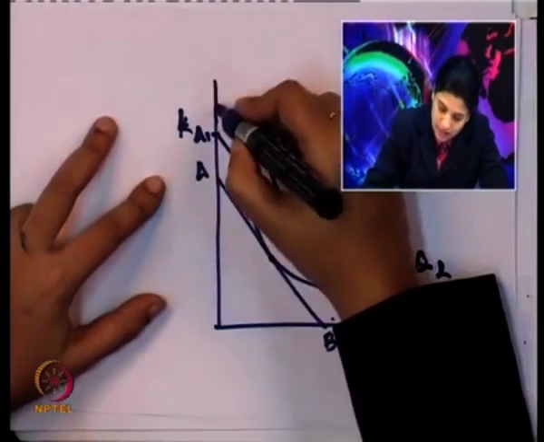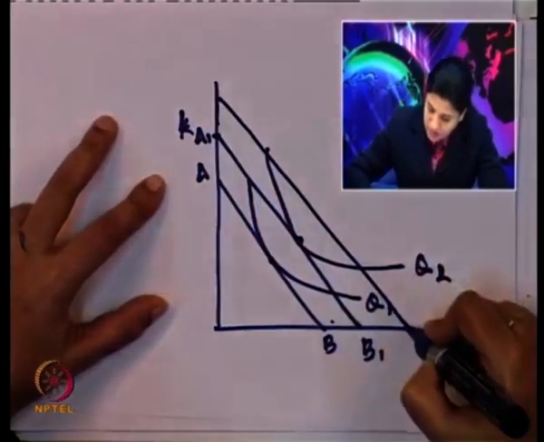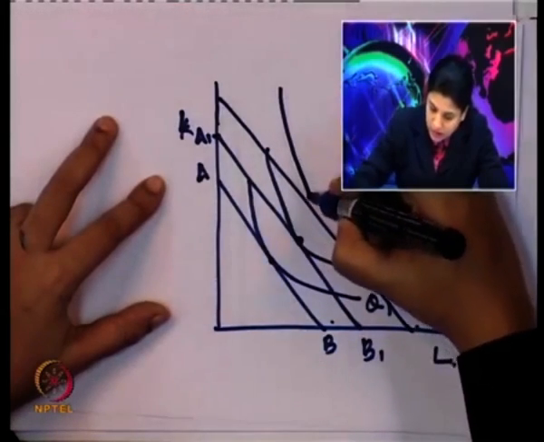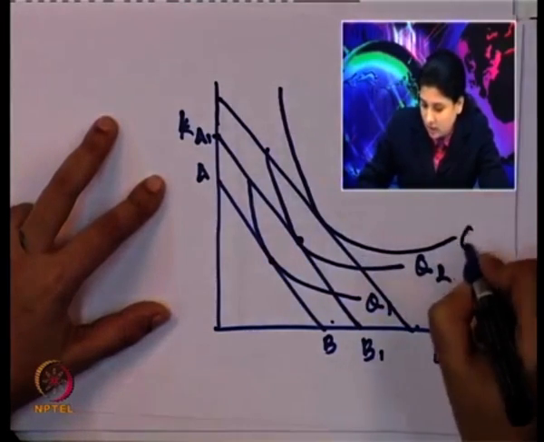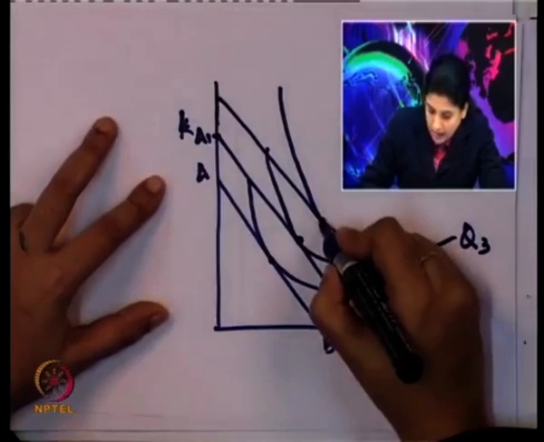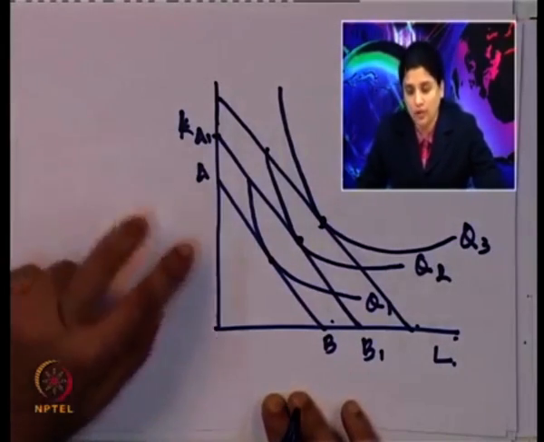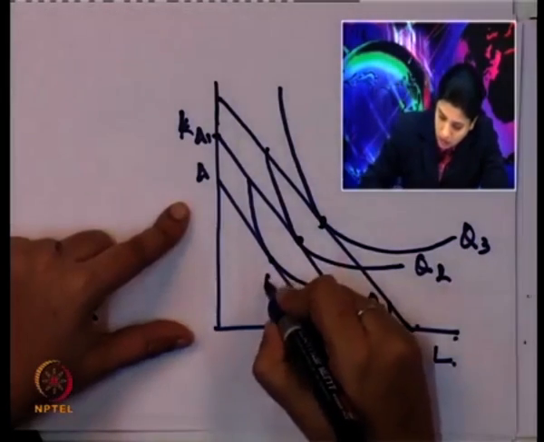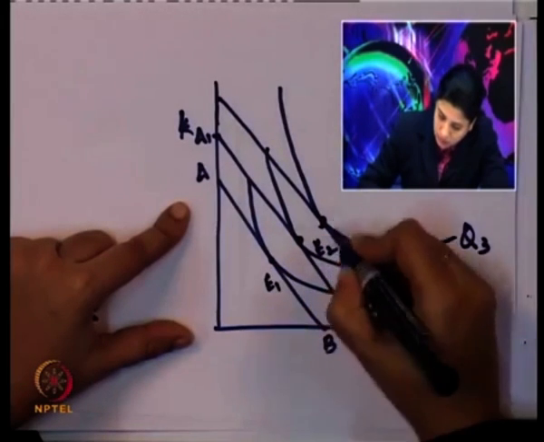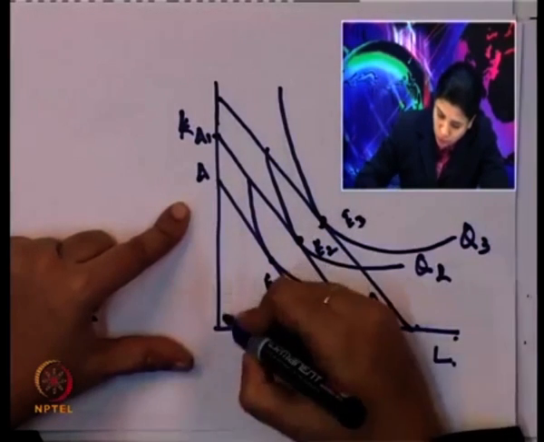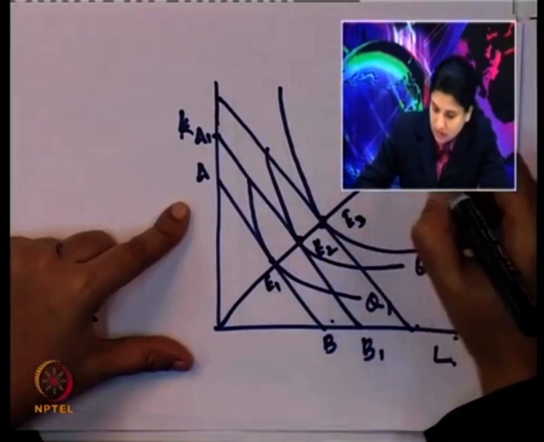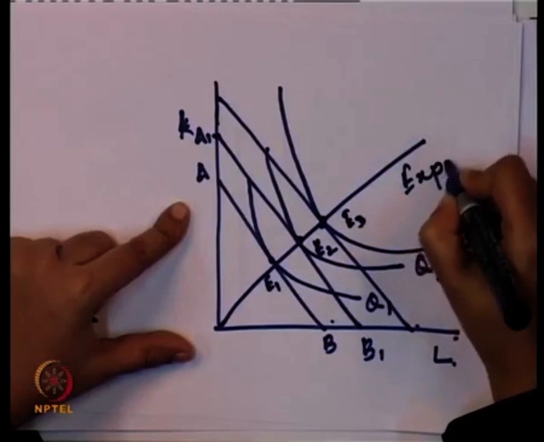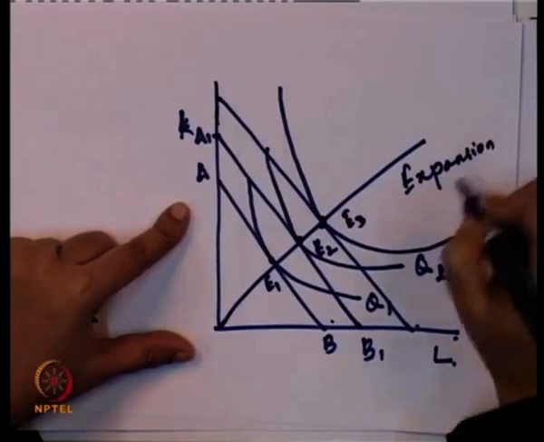Now, suppose there is again an increase in the budget constant, the producer will always try to produce at a higher level of output, and this point can also be called the producer equilibrium. And if you join these 3 points, then this is the case of the producer expansion path.